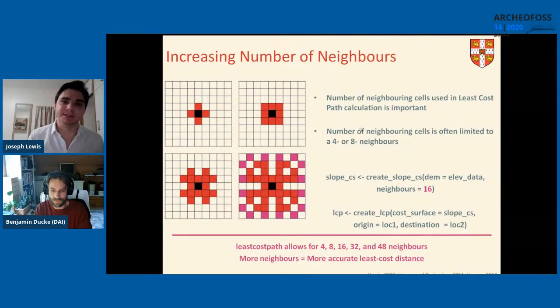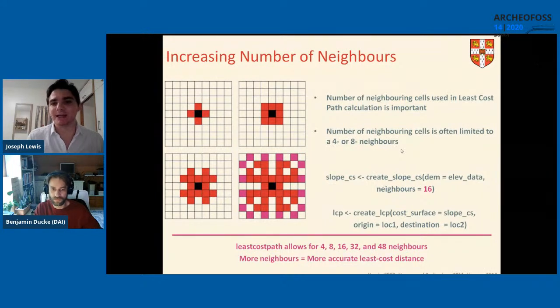Another is the increasing number of neighbors. So the number of neighbors is often limited to 4 or 8 neighbors. And this is what's highlighted in the top two images. So you have your 4 on the left and then your 8 on the right. And this has quite an effect on the least cost path. And in the next slide, I'll show you what effect it has.